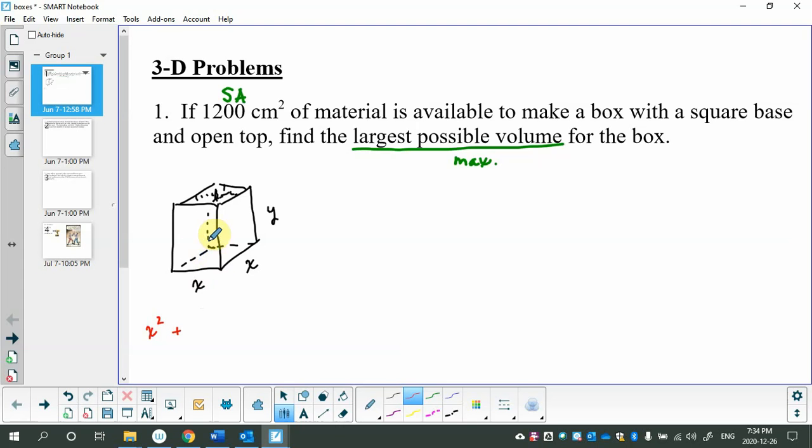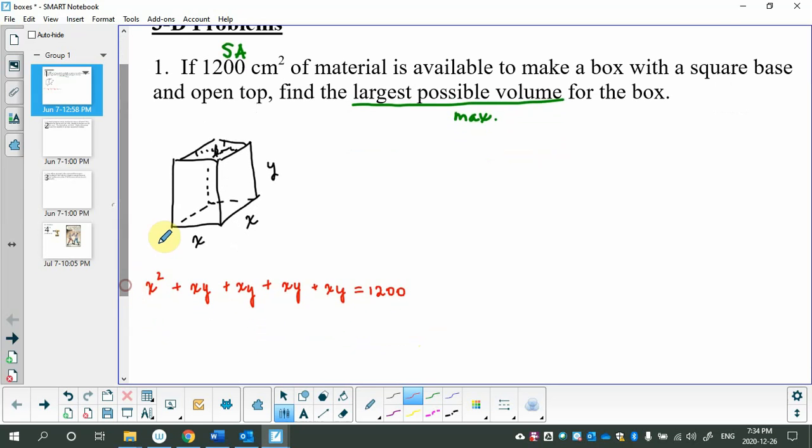And then I've got the front side, which is x by y. The back is also x by y. The right side is x by y. And the left side is x by y. So that's where you have some thinking to do. And this is all equal to 1,200 centimeters squared. So I can tell it's surface area because it's centimeters squared.